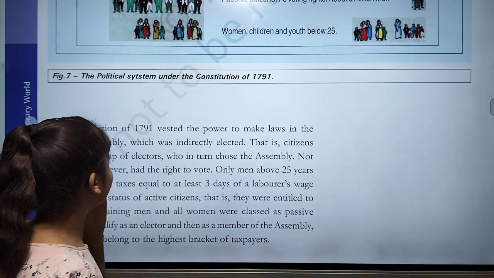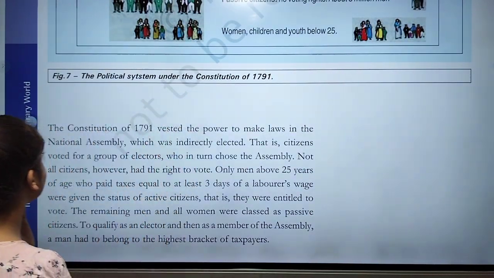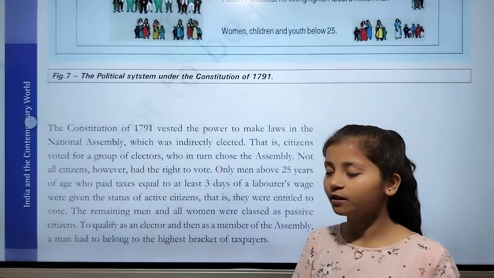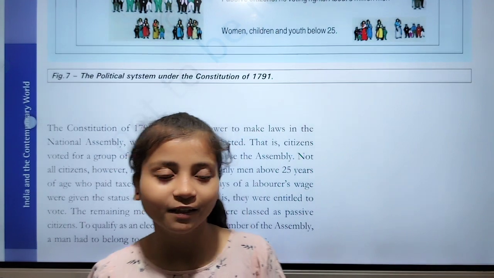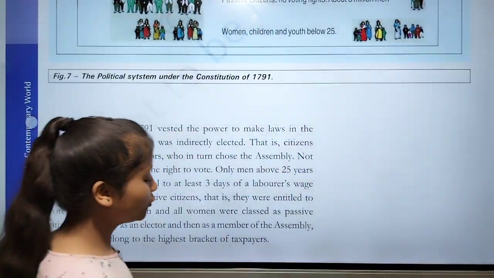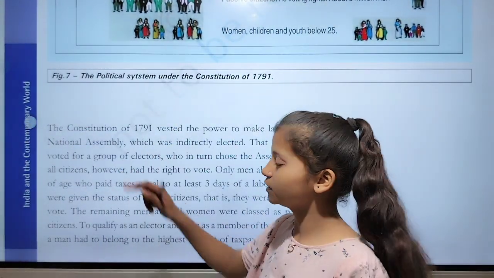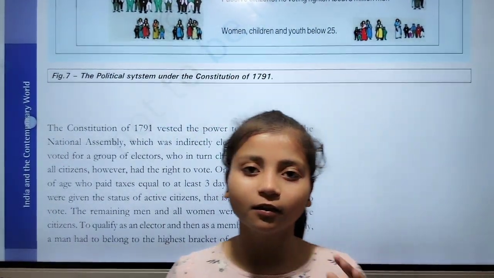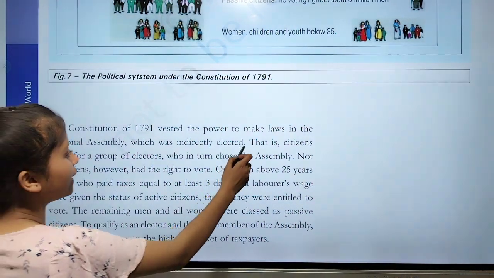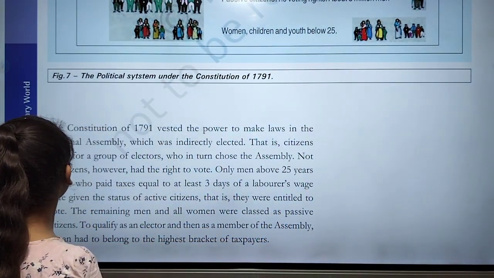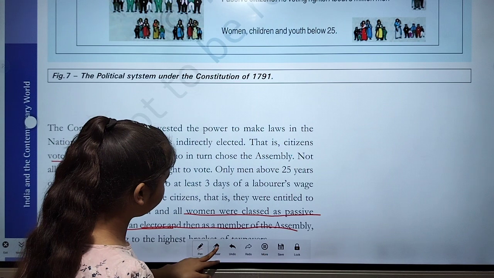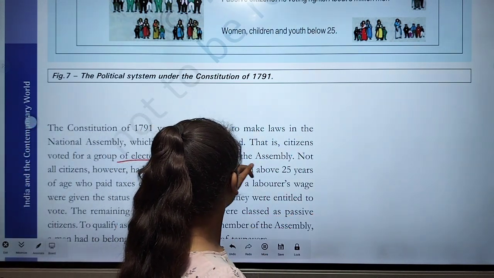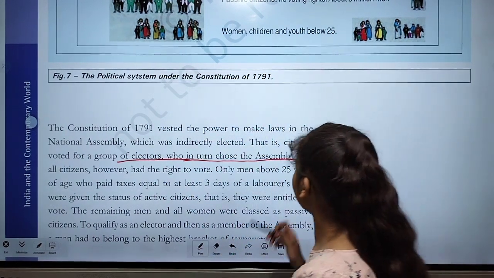The Constitution of 1791 vested the power to make laws in the National Assembly, which was indirectly elected, not directly. Citizens voted for a group of electors who chose the assembly.